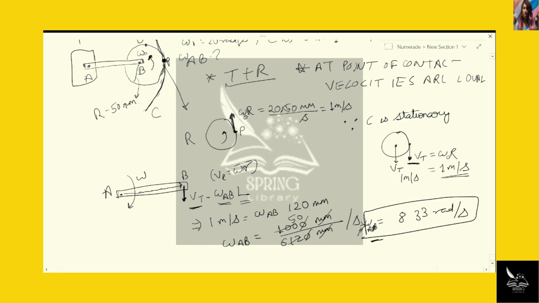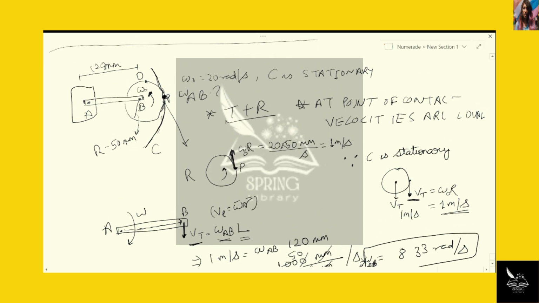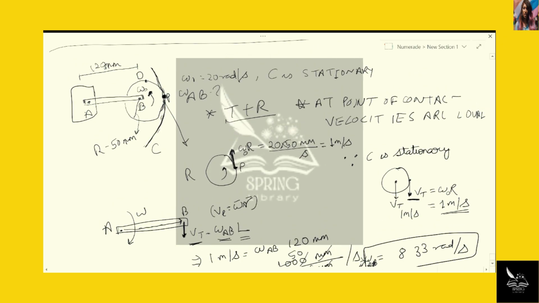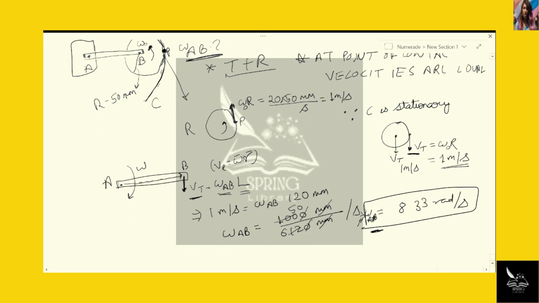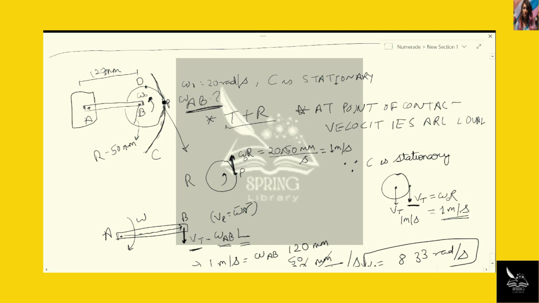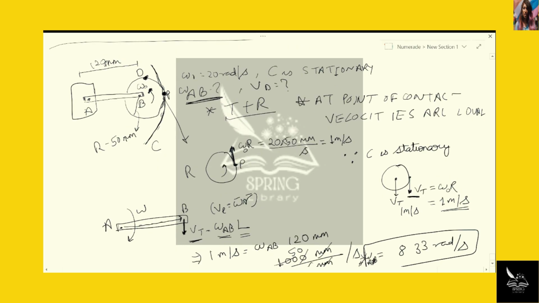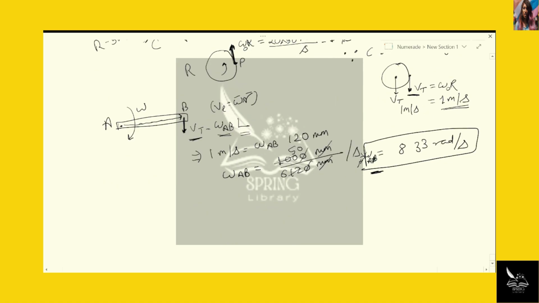So we have figured out omega AB, which was asked, and the velocity at point D is also something we need to figure out. So the other thing we need to figure out is the velocity at point D. This is also simple, once you know the omega.